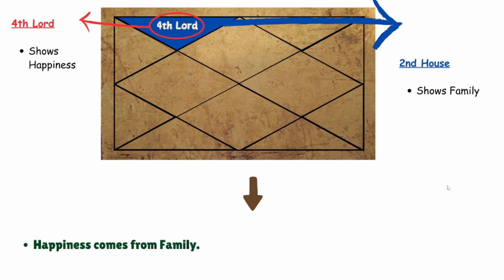Now fourth lord shows happiness and the second house shows family. So where is your happiness coming from? Wherever this fourth lord is going, from there a person gets their happiness. So you find your happiness when you are with your family, again if it is well placed. You find your happiness when you see that everybody in your family and you are well settled, have good conveniences, good material comforts. That is when you feel happy.